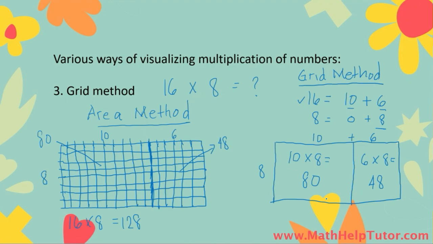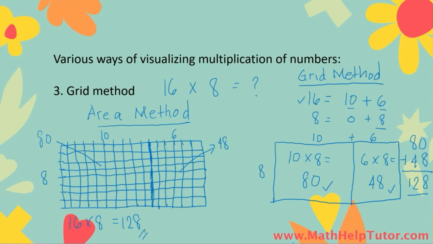Now, to get the total number of squares inside this big rectangle, all we have to do is just add 80, the number of squares here in this region, and 48. So we add them together and we use the standard algorithm to do that. So 0 plus 8 is 8 and 8 plus 4 is 12, giving us 128, the same as what we got with the area method.